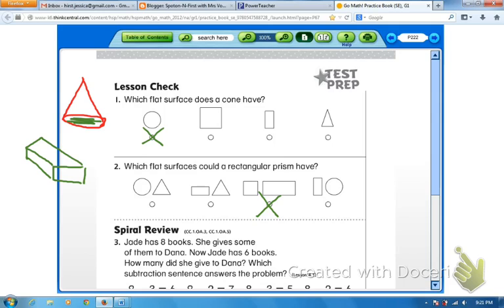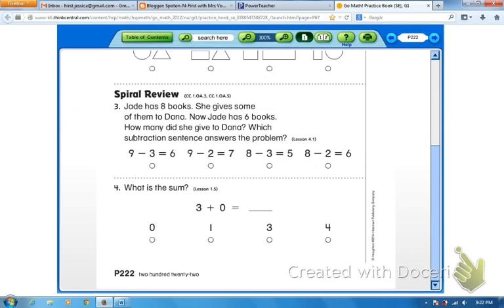And at the bottom on the spiral review, the first problem is going back to chapter 4. It says Jade has 8 books. She gives some of them to Dana. Now Jade has 6 books. How many did she give to Dana? Which subtraction sentence answers the problem?